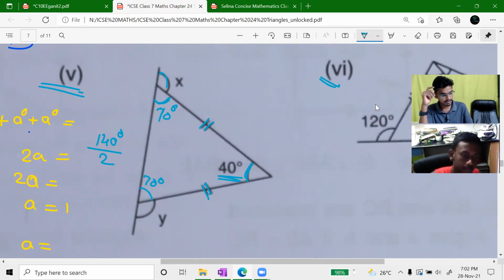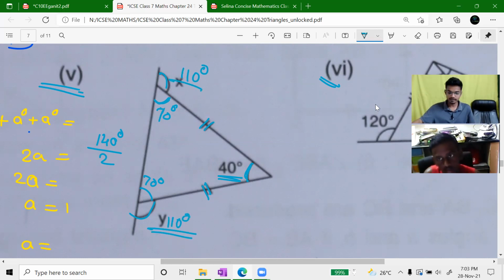Now tell me the measurement of x and y. Both will be equal, but what will be the measurement? If you find out x, then x will be equal to y. Tell me the measurement of x first. The other one will be the same as the other angle. 110 degree. So angle x is also 110 degree and angle y is also 110 degree. Perfect.